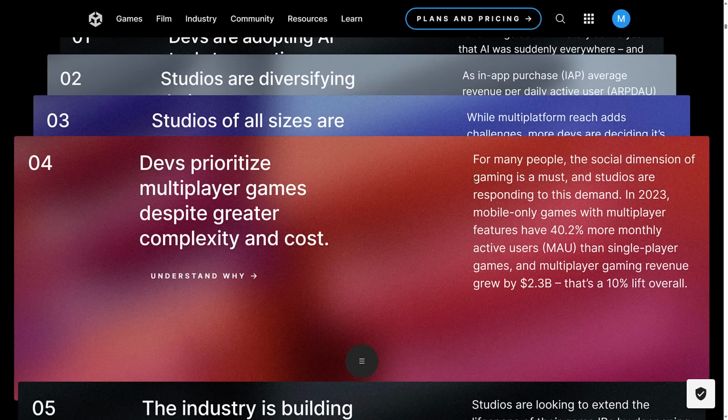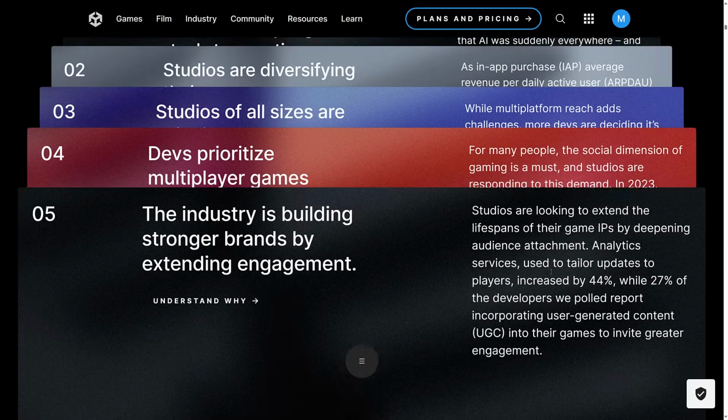And then multiplayer. So for many people, the social dimension of gaming is a must. Studios are responding to this demand. In 2023, mobile-only games with multiplayer features have 40% more monthly active users than single-player games, and multiplayer gaming revenue grew by $2.3 billion, which is a 10% increase overall.